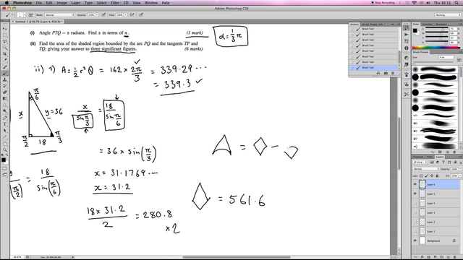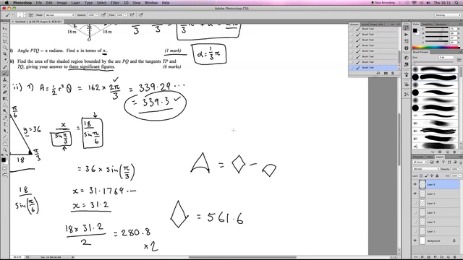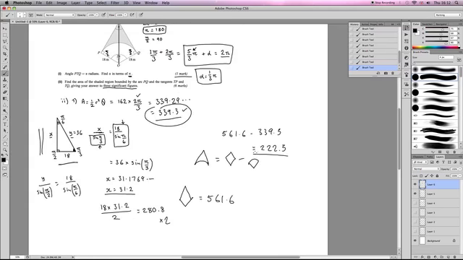So all I need to do now is to find this shaded region here, which is your kite minus your sector. We got the sector earlier, where is it? There it is. So if I do 561.6 minus 339.3, that should be my answer. So what was that? 339.3 to 222.3. And again, that was a lot of work.